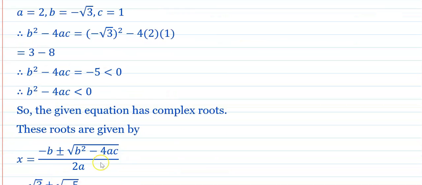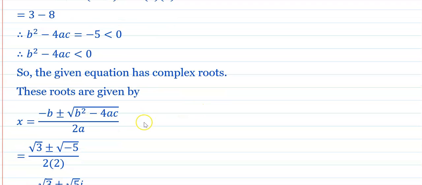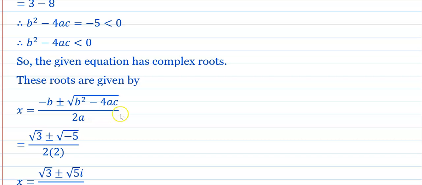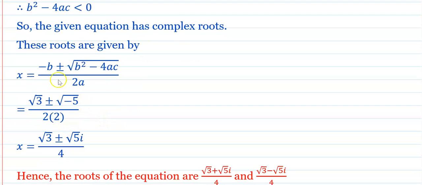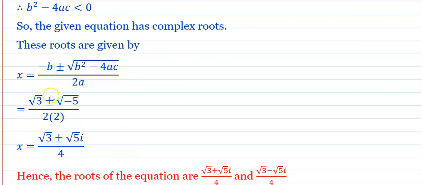3 minus 8 is minus 5, which is negative. So the given equation has complex roots. These roots are given by the formula x is equals to minus b plus or minus root of b square minus 4ac upon 2a. The value of b is minus root 3. Again, this minus and minus will become plus. Here it is root 3 plus or minus.